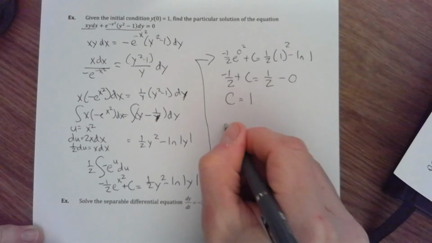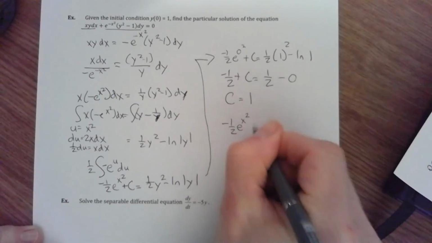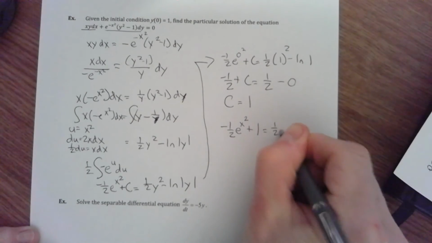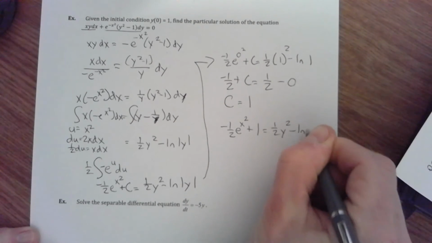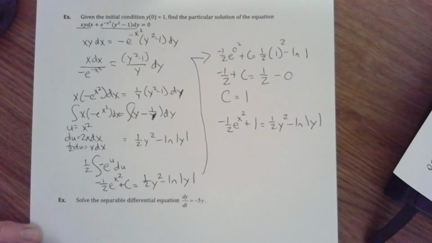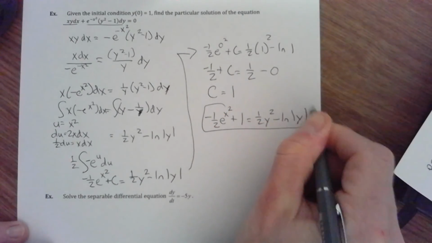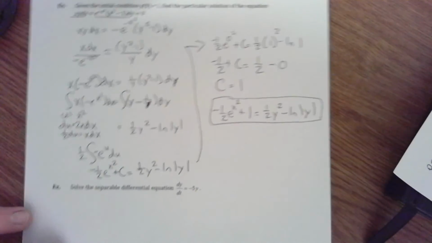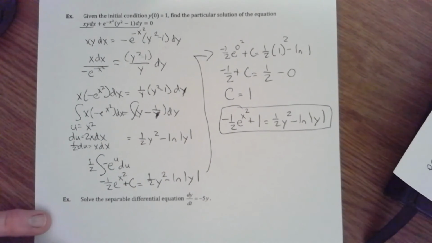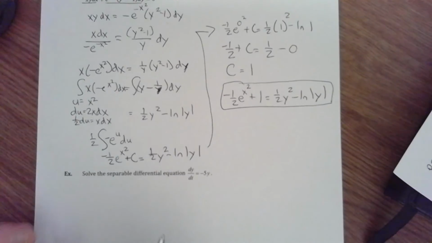So I'm going to go back here and rewrite it. Negative 1/2 e to the x squared plus 1 is equal to 1/2 y squared minus ln absolute value of y. And I think at this stage I'm going to call it and leave it in this form for now. It's not a tremendously difficult algebra question, but I think the practice with the integration and the substitution is good for us to go over.